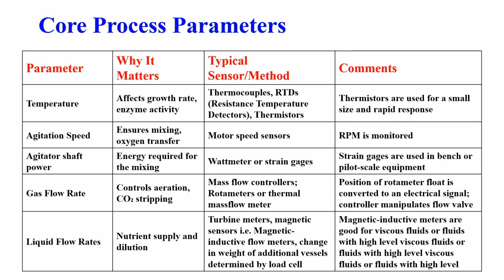So, here we are going to discuss some of the physical, chemical and biological parameters. What is their significance, what are the different methods to monitor them, along with a few remarks. For example, temperature. What is the role of temperature? Because all the enzymes and even microbes, they have an optimal temperature.